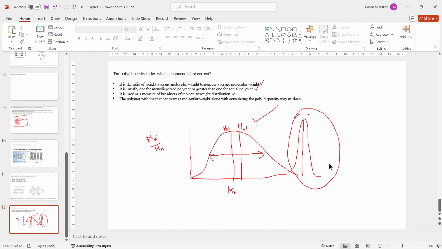Then, what is the polydispersity index? We have already seen the definitions of the number average and the mass average molecular weights. The ratio of the weight average molecular weight to the number average molecular weight defines the polydispersity index. It usually tells you the broadness of the molecular weight distribution, the bell curve shown right here. It is 1 for monodispersed polymers and greater than 1 for actual polymers.